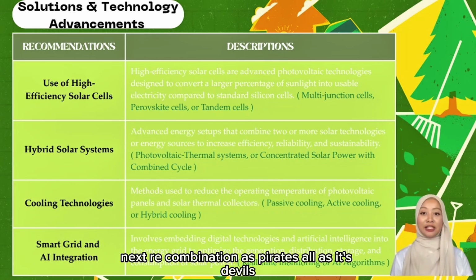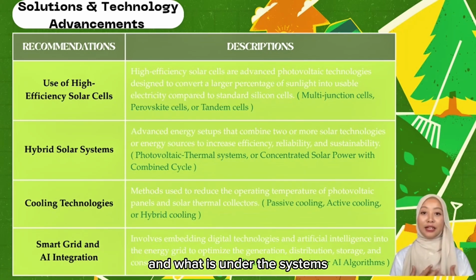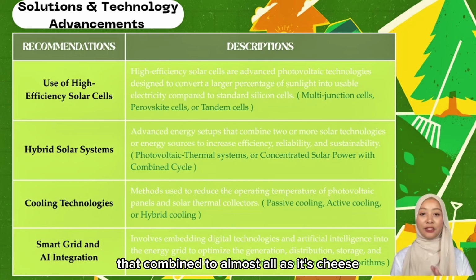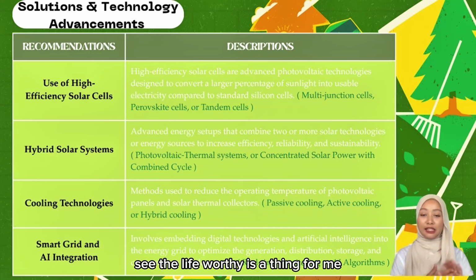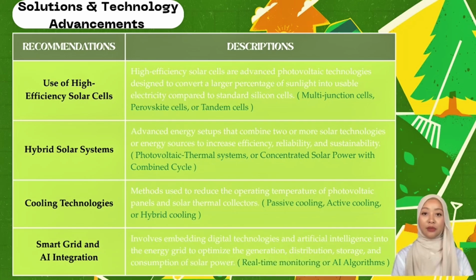Next recommendation is hybrid solar systems. Advanced energy setups that combine 2 or more solar technologies or energy sources to increase efficiency, reliability, and sustainability. For example, photovoltaic PV systems with concentrated solar power with combined cycle.